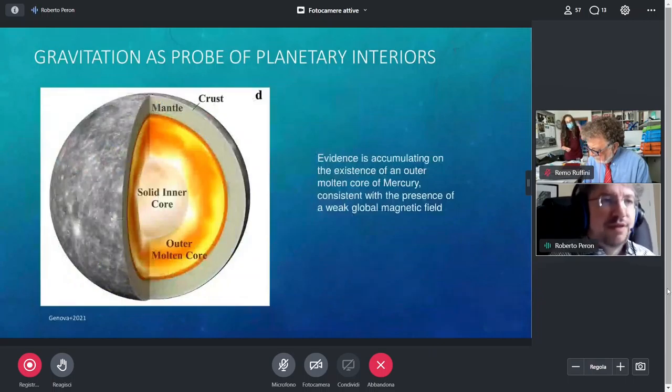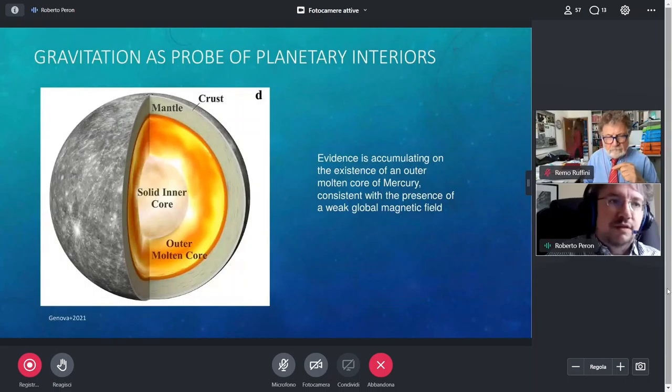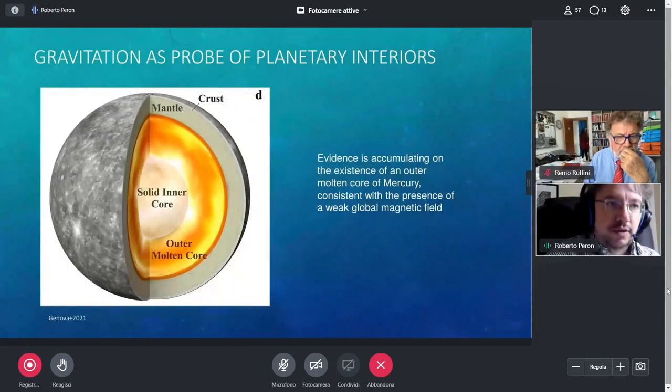Okay, as I said, evidence has accumulated on the existence of an outer molten core of Mercury, which should be consistent with the presence of a global magnetic field.